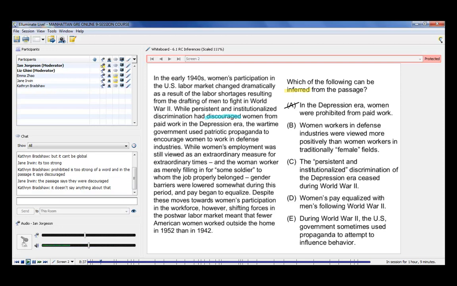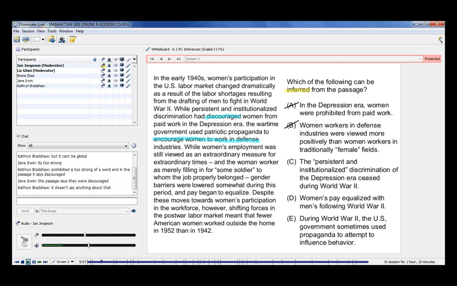Yeah, it really doesn't say anything about that. I think if you really want to make the argument, you can maybe make the argument that it says that they were encouraged to work in defense industries, but that doesn't mean they were viewed more positively. They never talk about these traditional female fields, right? Maybe sort of an understanding of history might get us there, but I don't know.